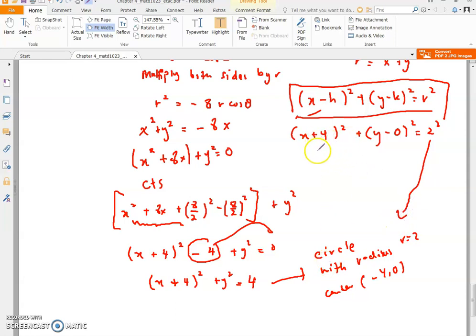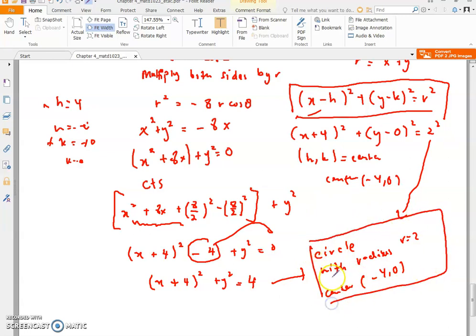And how do you get the center? h and k represent the value of your center. So h: negative h equals 4, so h will be equal to negative 4. We are going to get the center equal to negative 4, and this is minus k equals minus 0. Minus and minus, you can cancel, so k equals 0. So that's why I obtain the interpretation like this. You can try to sketch the graph later.